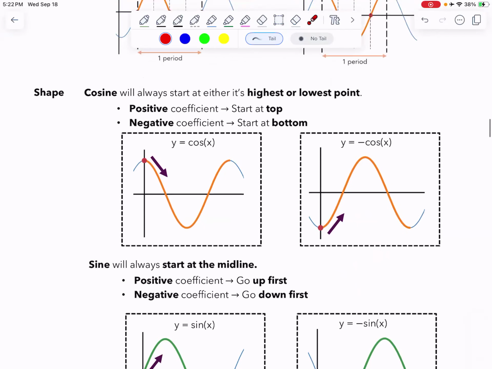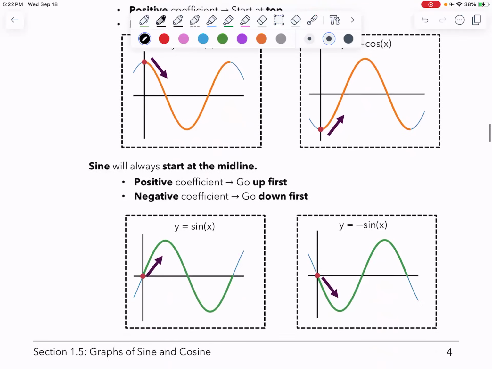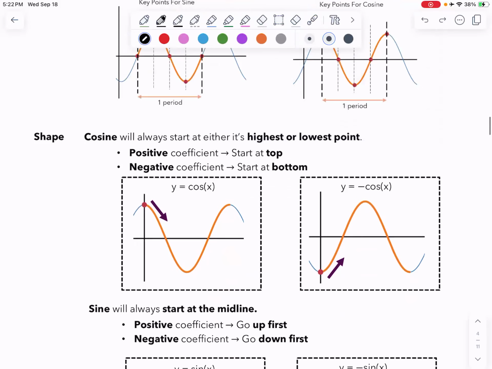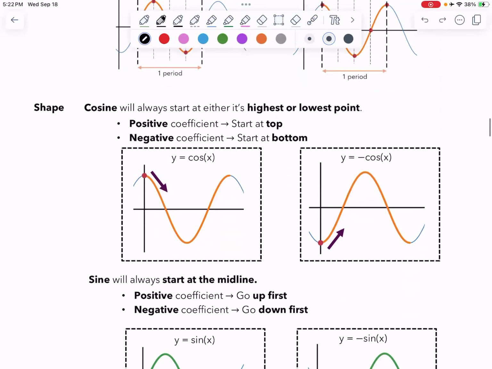For the shape, so here's a hot tip. Cosine looks like a C, and sine looks like a bad S, right? Not a great S, but a bad S. But cosine makes the C shape over one period. Sine makes the S shape over one period. Cosine, it's either going to start at its highest point or its lowest point. And that's all going to depend on what number comes in front of cosine. So if the number in front of cosine is positive, it will start at the top and then go down. If the number in front of cosine is negative, it will start at the bottom and go up.